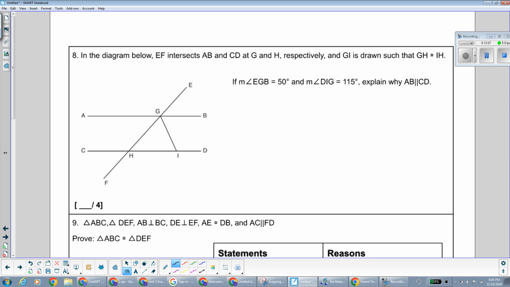Okay, we need to explain why the lines are parallel. So something very, very, very important here. So let me just fill in the givens. Make sure you always fill in the givens.